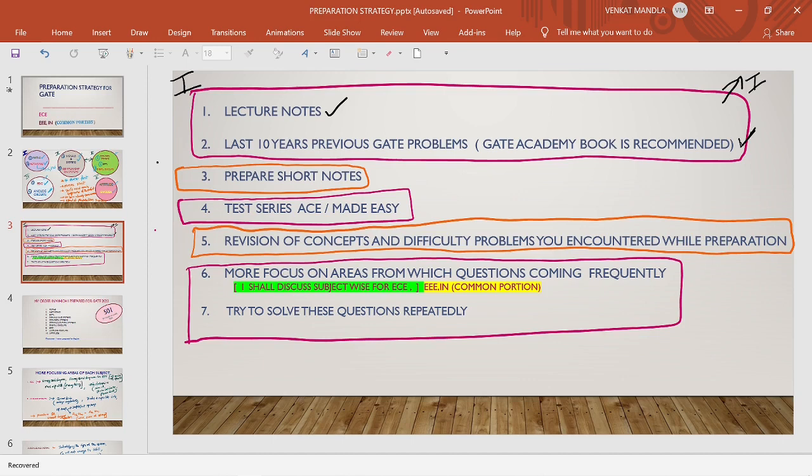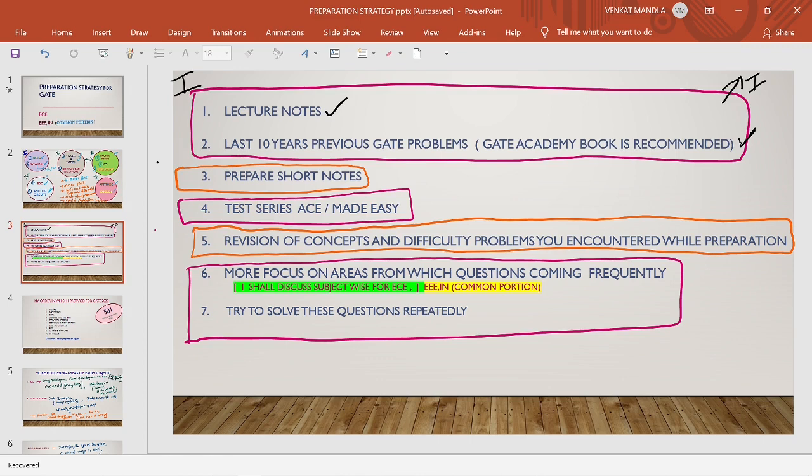So what does short notes mean? In our short notes, each line should mimic one concept in our lecture notes. So if you read a line in our short notes, it will mimic a concept in your lecture notes. That is how you have to prepare the short notes.